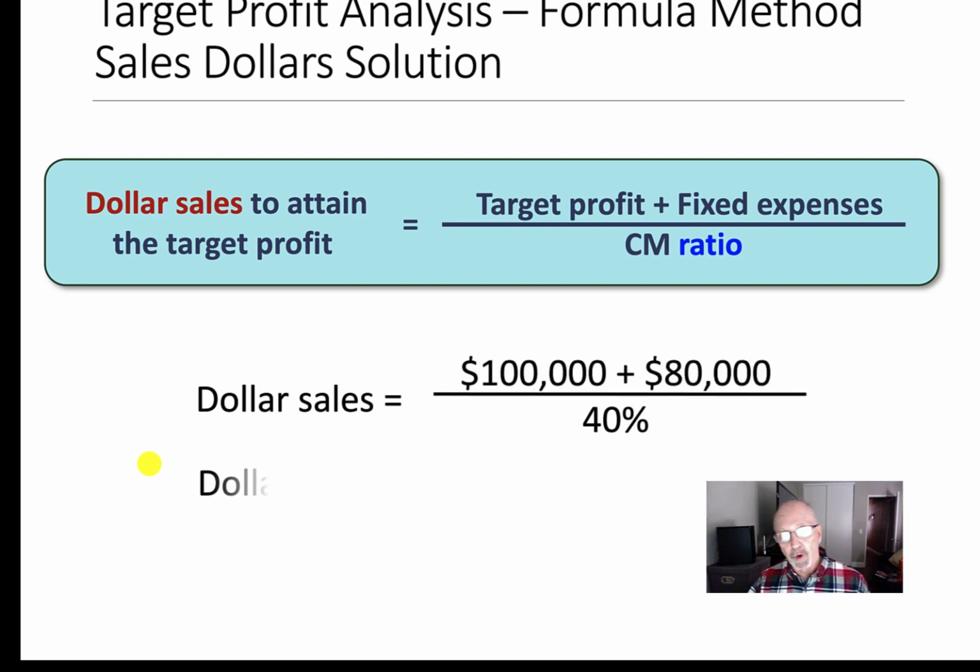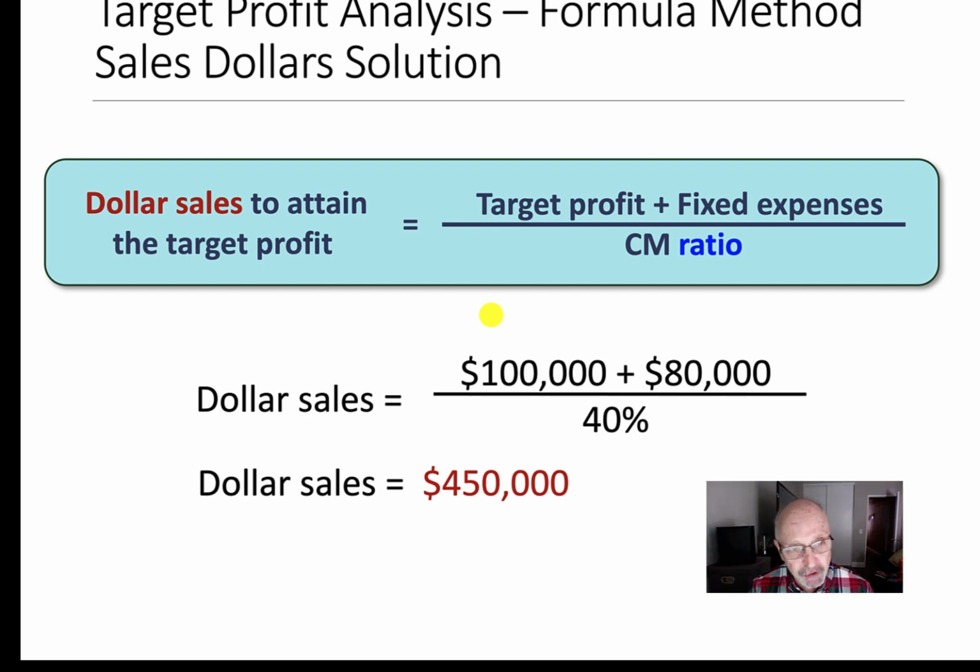And we can do the formula the same way. Target profit of 100 plus 80 is 180,000 divided by the contribution margin ratio, because we're looking for dollars here, comes to $450,000.